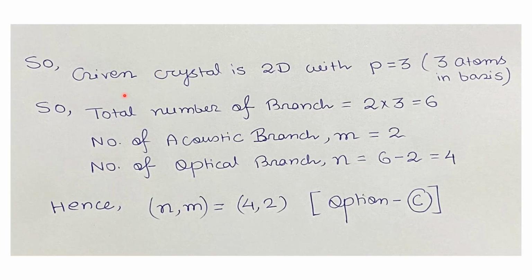Now it is given that the crystal is 2 dimensional with the number of bases being 3, that is p equals 3, and the dimensionality of the system is 2. So the total number of phonon branches will be 2 times 3, that will be 6. As it is a 2 dimensional system, the number of acoustic branches will be m equals 2. So the remaining phonon branches will be optical, so the number of optical branches n equals 6 minus 2 equals 4. So the set n comma m is basically 4 comma 2 in our case. So option C is correct.